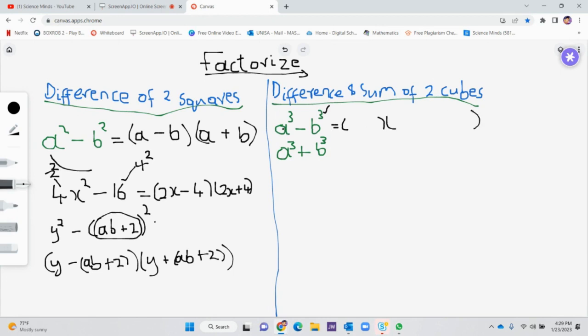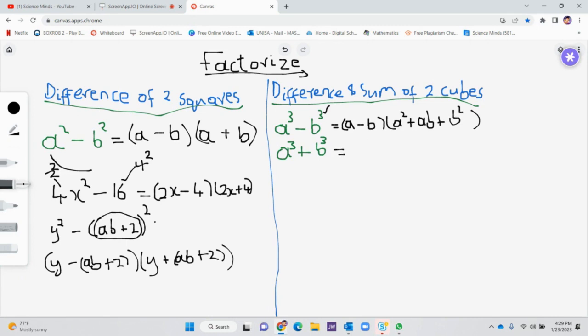You will take the a and the b. So it's going to be a minus b. These formulas have to be in your head. And then you will have a squared plus ab plus b squared.